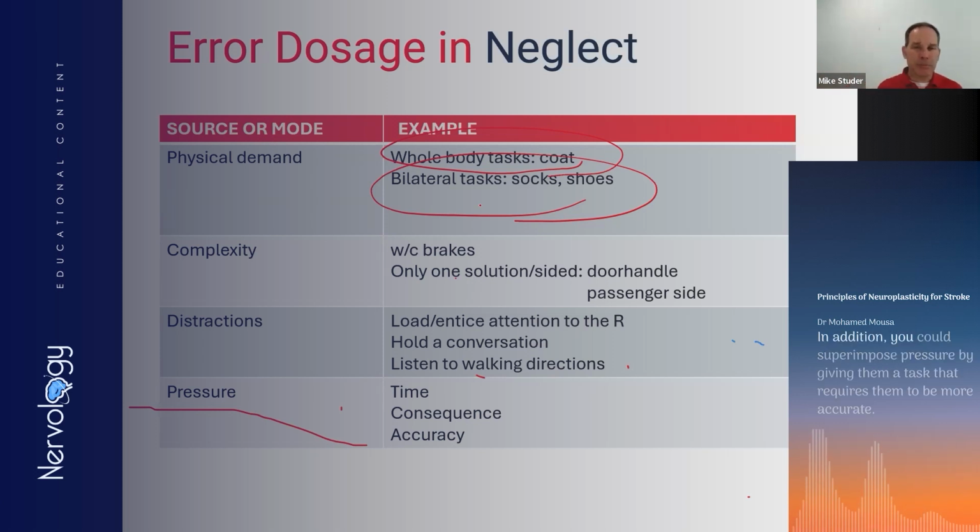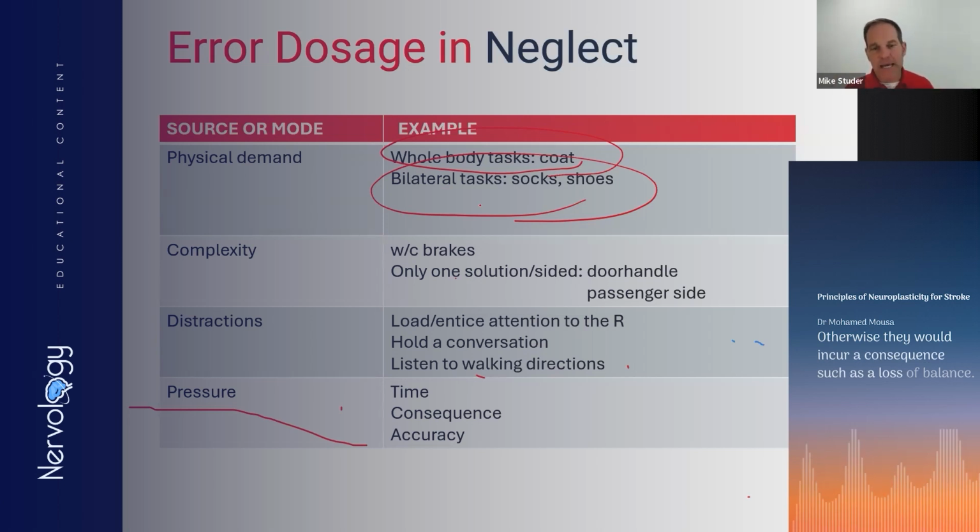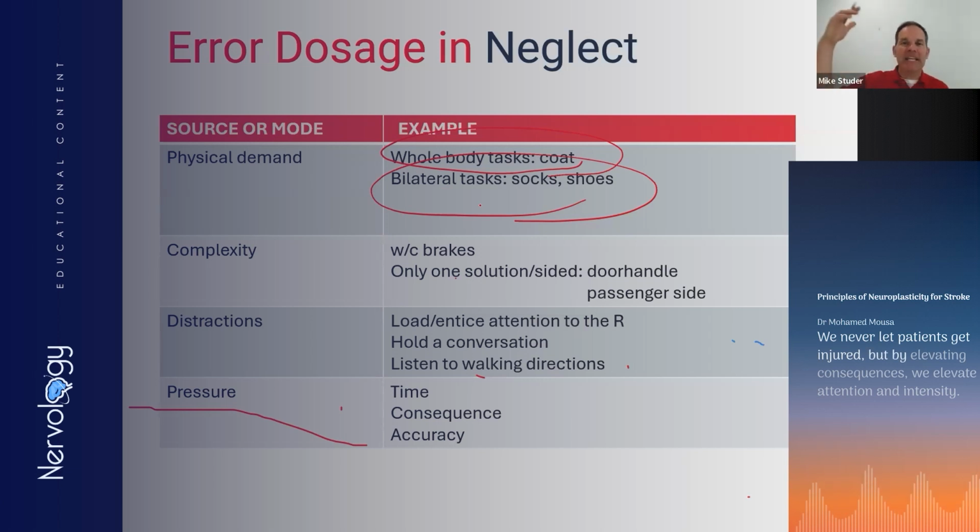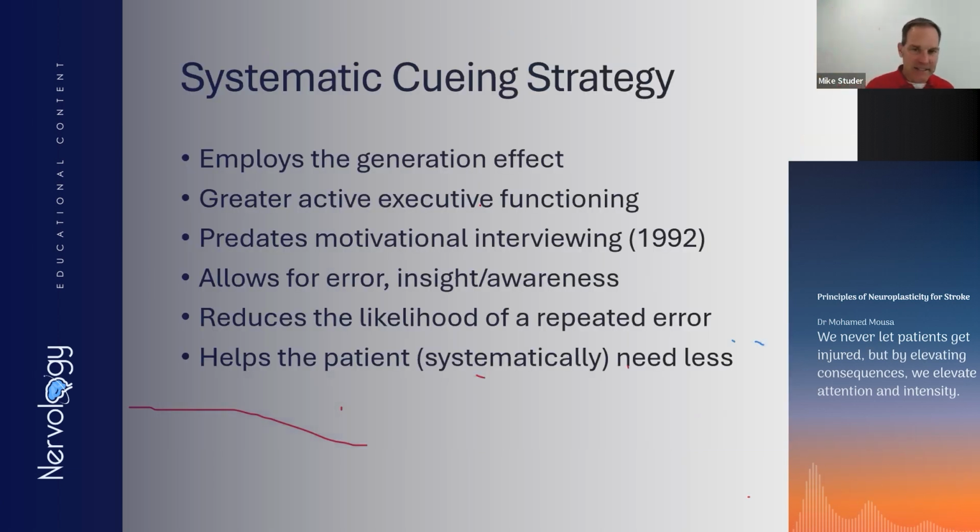In addition, you could superimpose pressure by giving them a task that requires them to be more accurate. Otherwise, they would incur a consequence such as a loss of balance. We never let patients get injured, but by elevating consequences, we elevate attention and intensity.